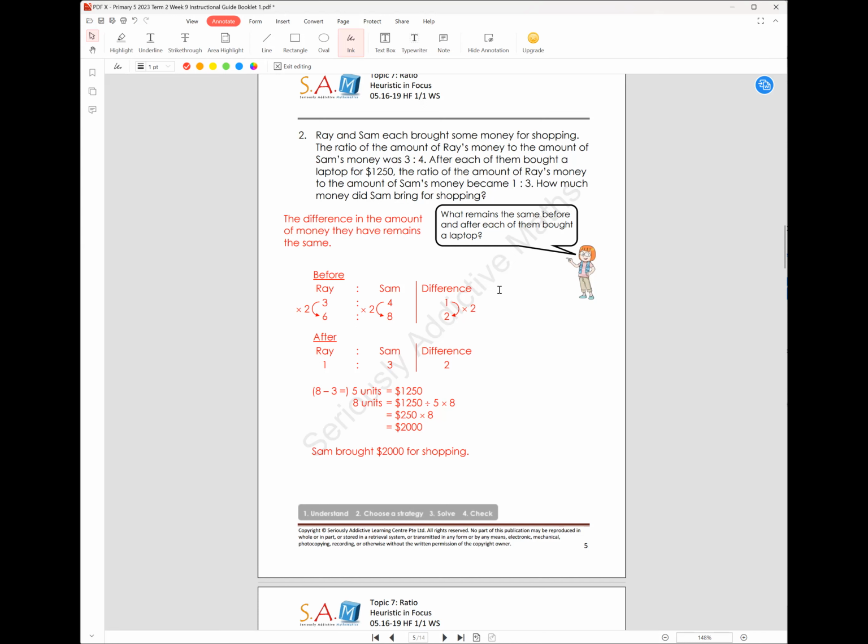Another common example of the difference remaining the same, not changing, would be age. So you probably have seen a lot of this kind of question before.